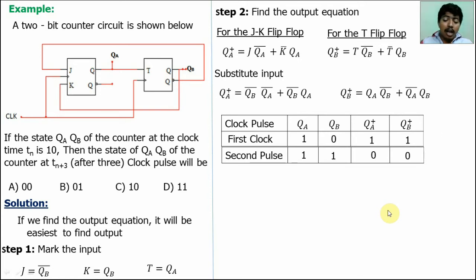So after the first clock pulse is applied, the output is 1 1, and after the second clock pulse is applied, the output changes from 1 1 to 0 0.